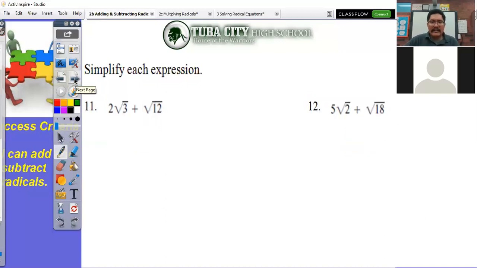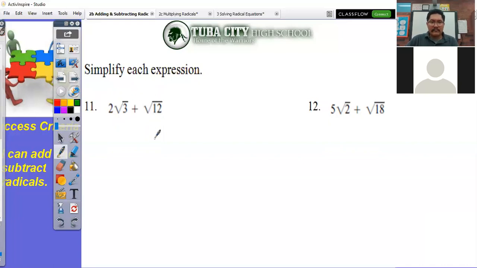Same thing, simplify each expression. So those two were some easy ones. These ones are a little bit more difficult because if we look at number 11, we don't have like terms. The radical of one of them is 3 and the other is 12. So we can't add them? No.